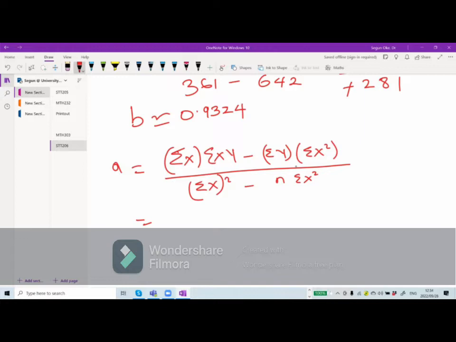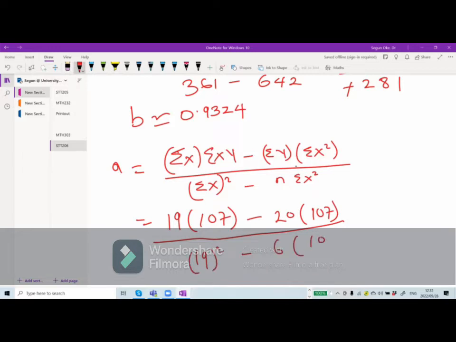So let's put it together. What is summation x? 19. What is summation xy? 107. At the end of the day, minus what? 20, in brackets, 107, divided by 19 squared minus 6 multiplied by 107. So do it the way we did the other time. What do we have?